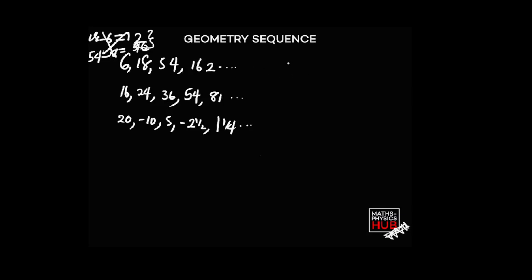It is a GP. But let's check. If I say 18 divided by 6, that is 3. If I say 54 divided by 18, that is 3. That's to tell you that the common ratio here is 3.